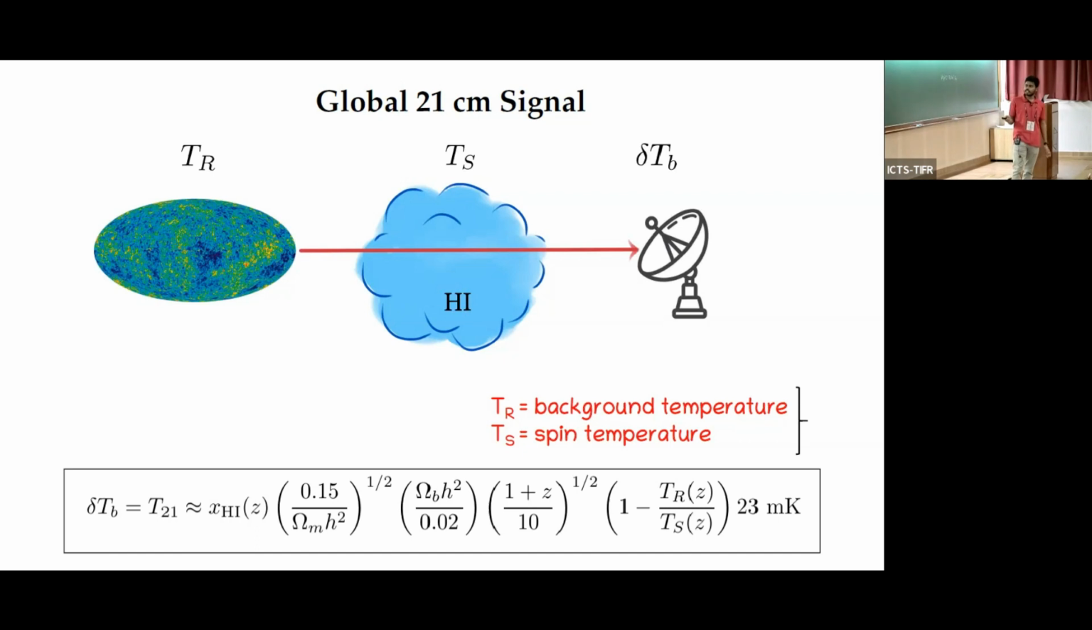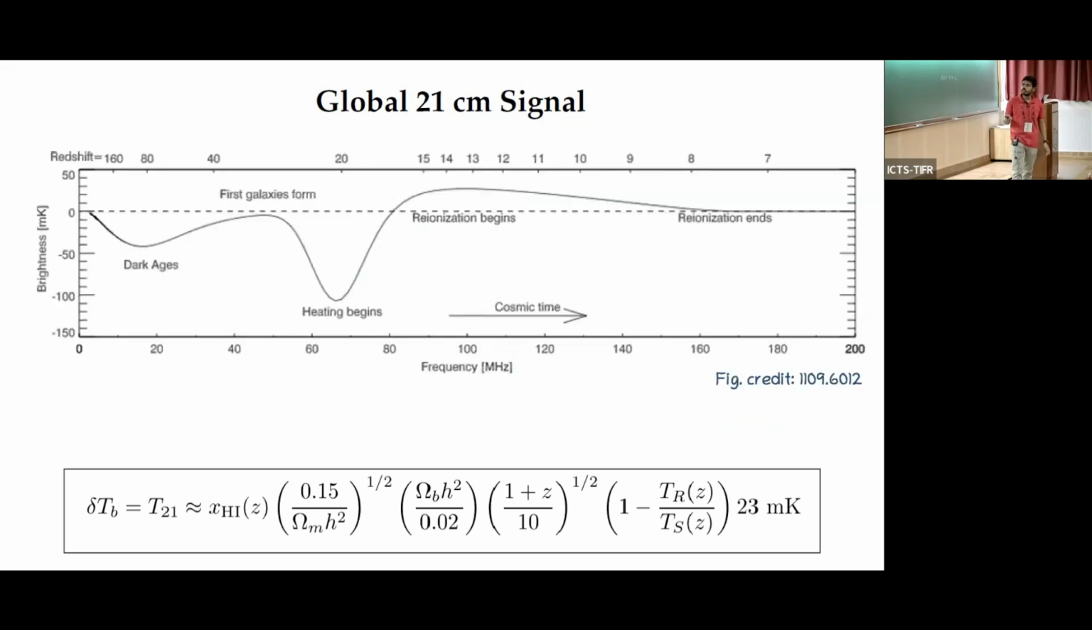So at a given redshift, if you give me the values of all of these parameters on the right, I can determine the value of differential brightness temperature. And that is shown here. So in the y-axis, we have this parameter differential brightness temperature. In the x-axis, in the upper panel, we have the redshift.